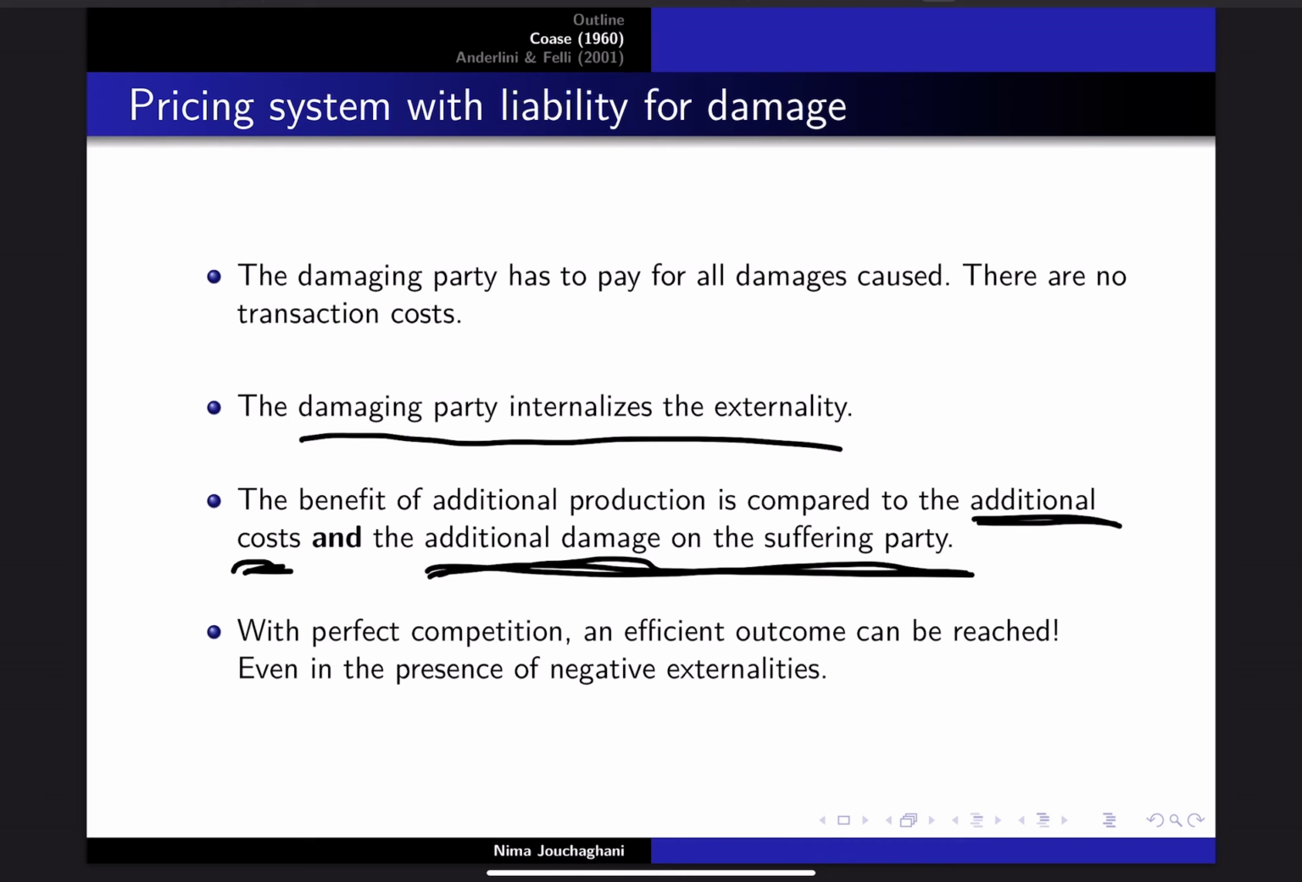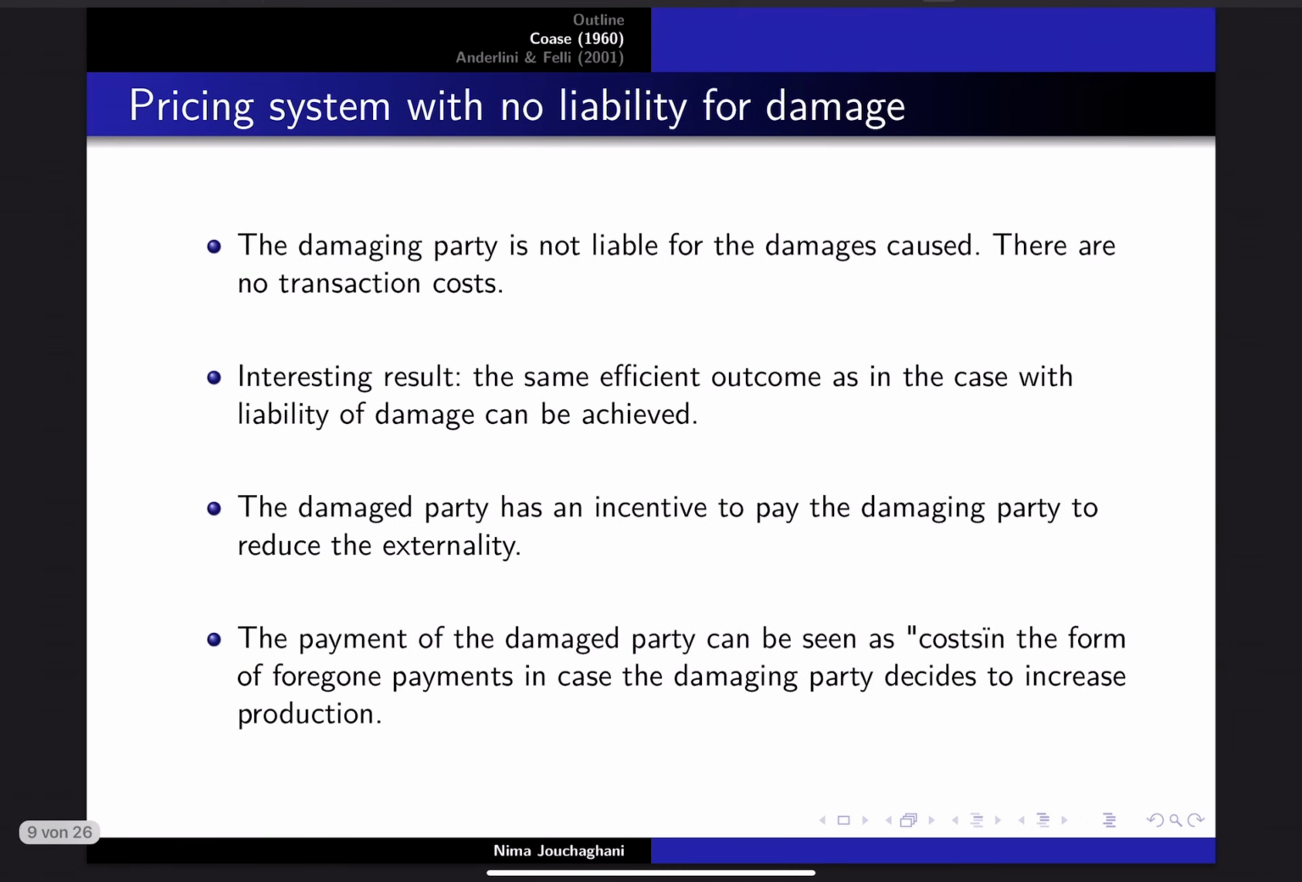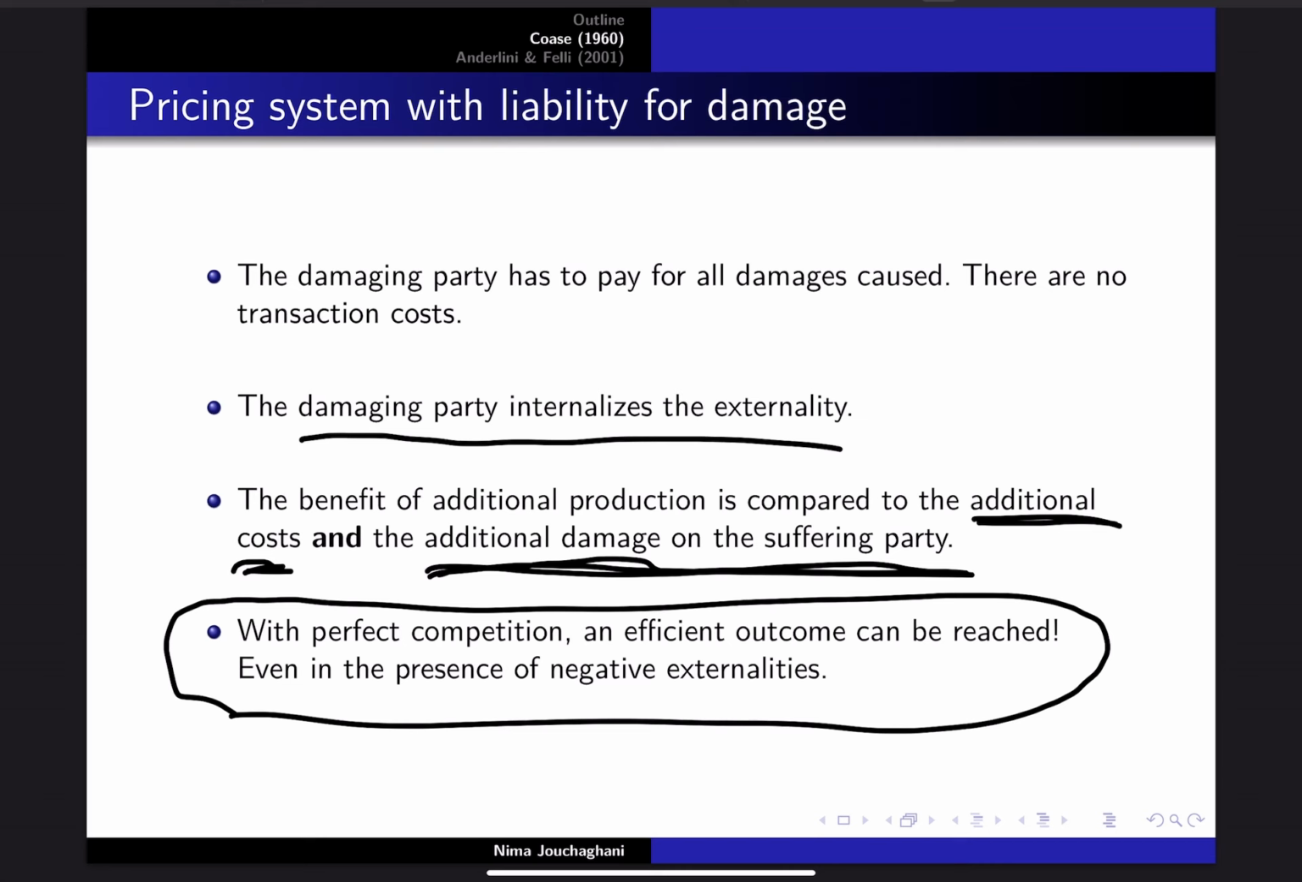And the outcome here is that if you have perfect competition, and no transaction costs, then an efficient outcome can be reached even in the presence of negative externalities. The reason is that the externality now is a direct cost for the damaging party, and hence, even if he's profit maximizing, he will consider this damage in his profit maximization. You can think of this as additional costs, which do not change anything with respect to efficiency. So the outcome at the end will still be efficient: we cannot make any participant of the market better off without making another participant worse off. That's the finding for a pricing system with liability for damage.